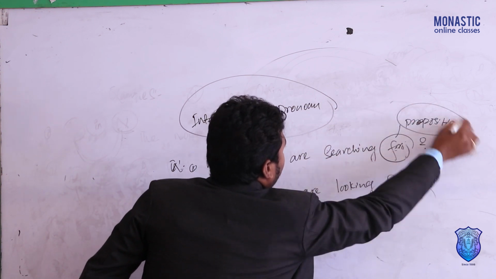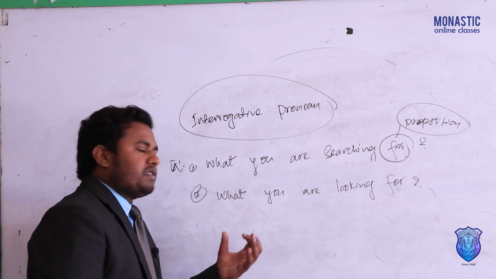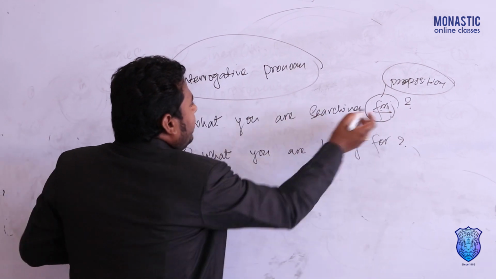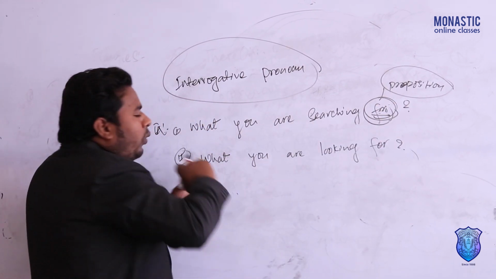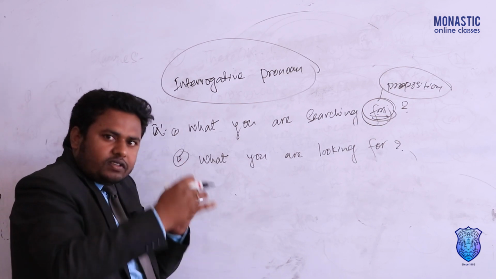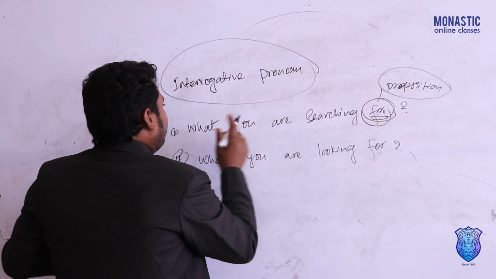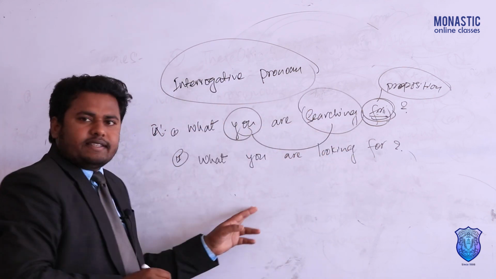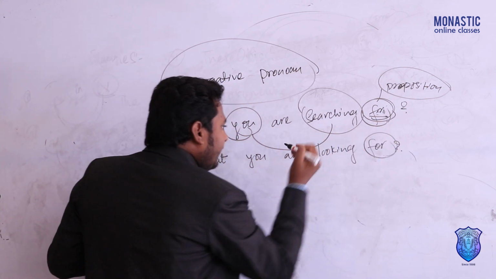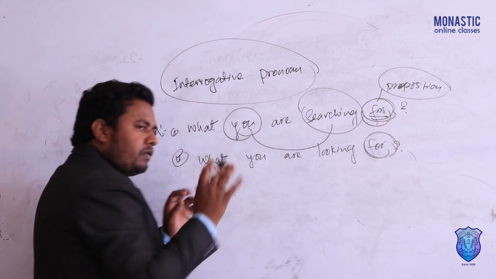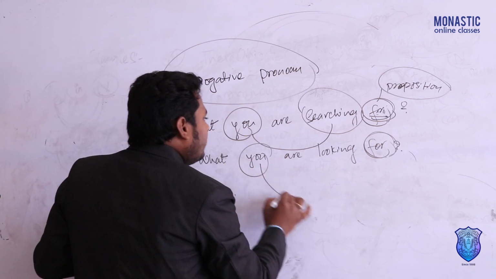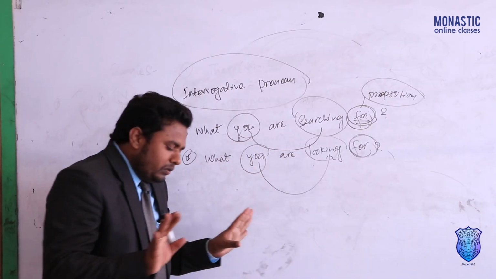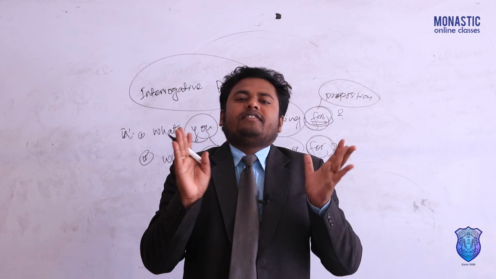For is our preposition which is used at the end of a sentence. Now see, here for is the preposition which shows the relation between you and search. Likewise in the second example, for again is the preposition which shows the relation between you and looking. So this is called a preposition, a word which shows relation.